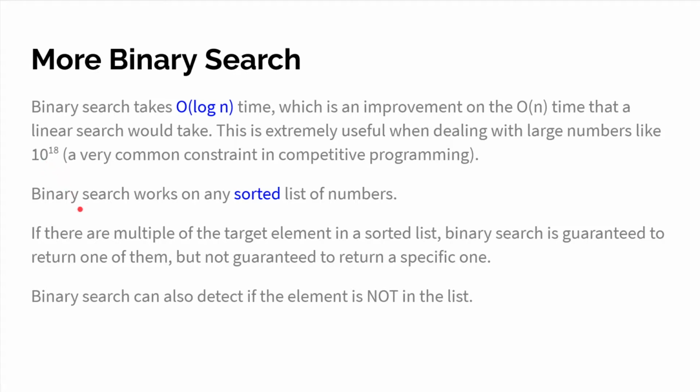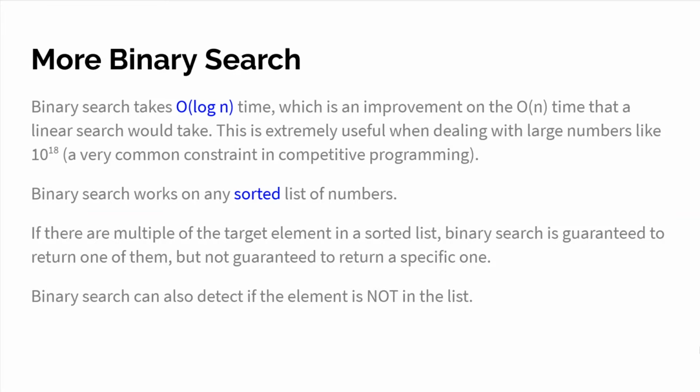Now, binary search works on any sorted list of numbers, right? So the list has to be sorted. If the list is not sorted, then we can't really guarantee that when I say my number is higher than your guess, all the numbers lower than that are also lower. So it only works if the list is sorted.